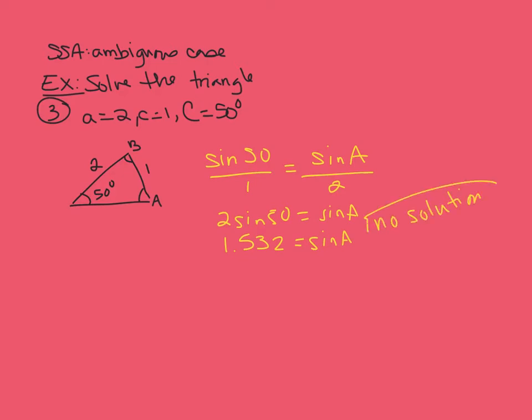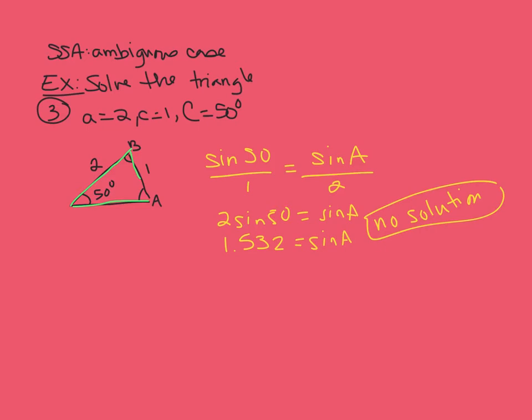And I will tell you that I did draw this triangle not to scale. If I had drawn it to scale, it would look like that. And it would end up looking kind of like that. Like I would have a blank spot right here. So I did draw the triangle not to scale, but that is an impossible triangle. So if you get something like this, just know you could have a no solution.